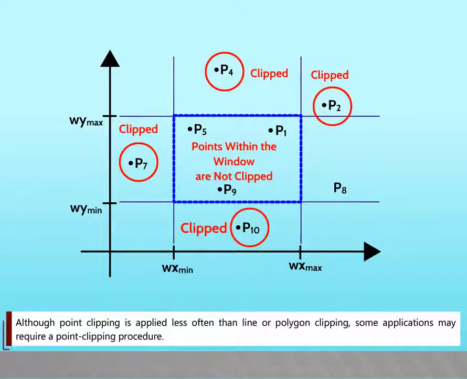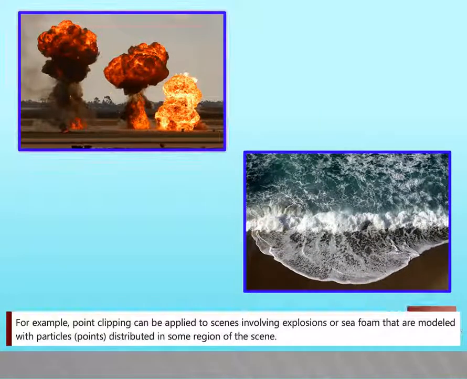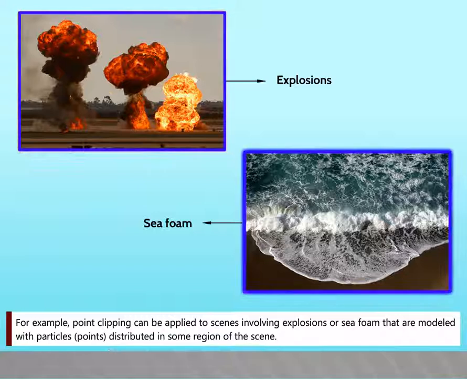Although point clipping is applied less often than line or polygon clipping, some applications may require a point clipping procedure. For example, point clipping can be applied to scenes involving explosions or sea foam that are modeled with particles, that is, points distributed in some region of the scene.